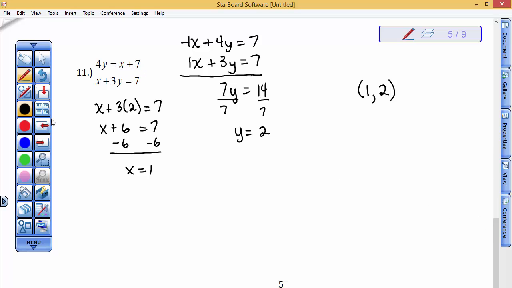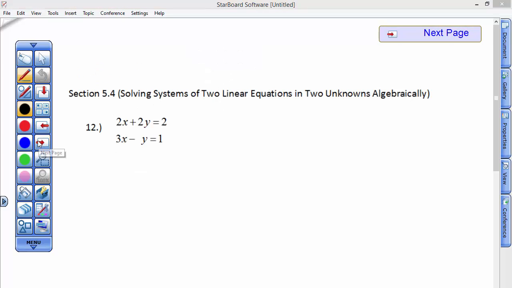Okay, so what happens now when the coefficients in front of a variable are not the same? So what I have here is a 2 in front of the x and a 3 in front of the x. Those aren't the same. I have a 2 in front of the y and a -1 in front of the y. So I like the thought of working with the y's because this one's plus and this one's minus. So when I go to add these, if I could have this be a 2 and this be a -2, then they would add to disappear.